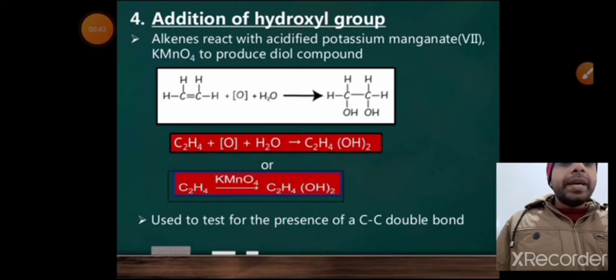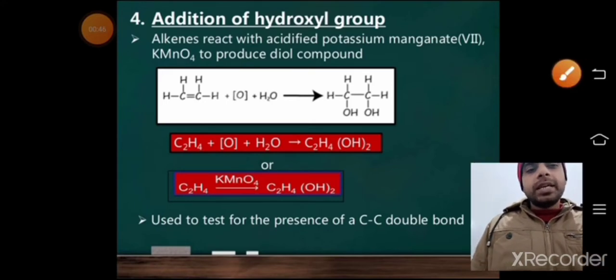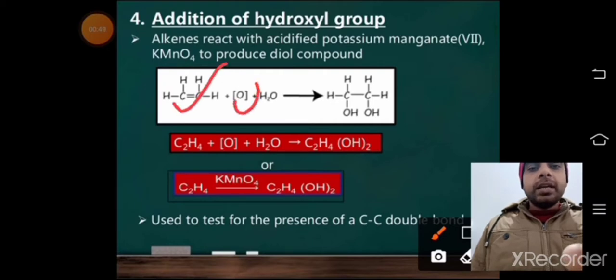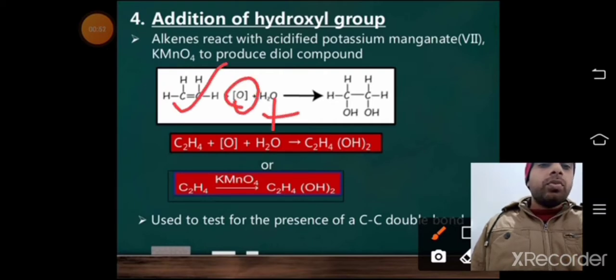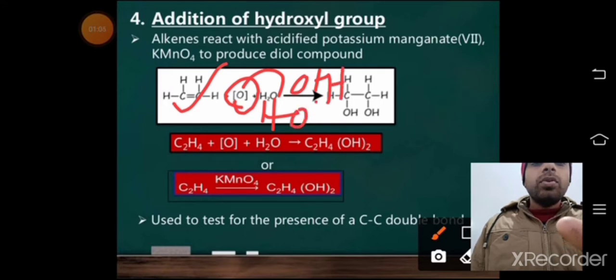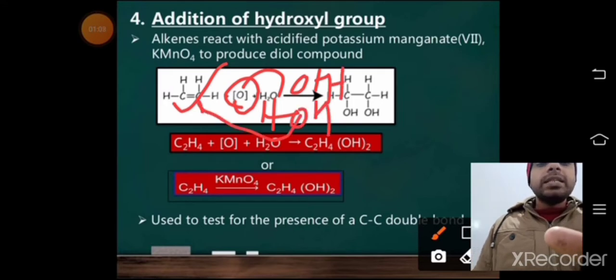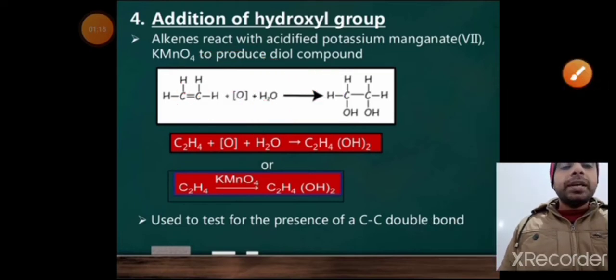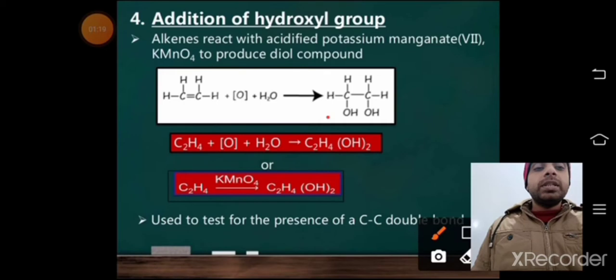If I take this reaction with alkenes, nascent oxygen in the presence of water will react with one molecule of water, 1 O and 2 H. It can be written as OH plus OH. As the alkene is symmetrical, one OH will go at this position and one OH will go at the other position. So ultimately you will get the product CH2OH, CH2OH.